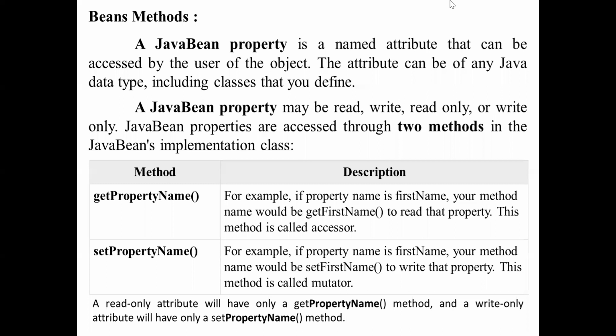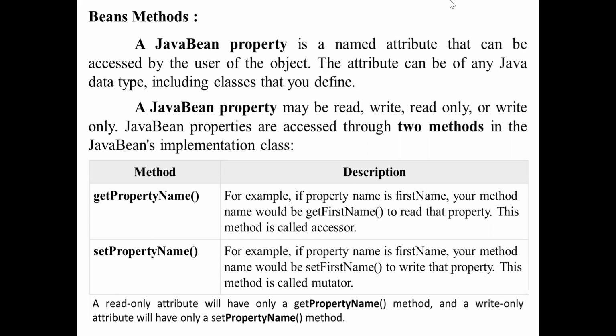The second one is the set property name. Get property is nothing but reading that particular property, and we call it an accessor. Then what is a mutator? A mutator means we can set the property. For example, if the property name is first name, our method name would be setFirstName, so that this property can be written. This method we call a mutator.